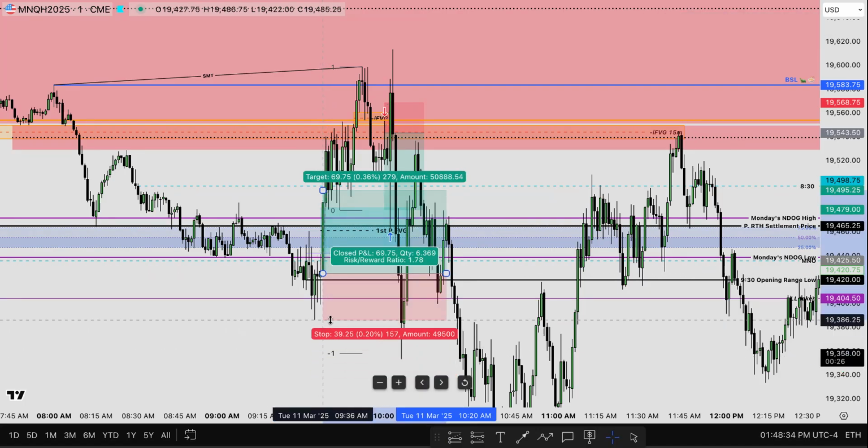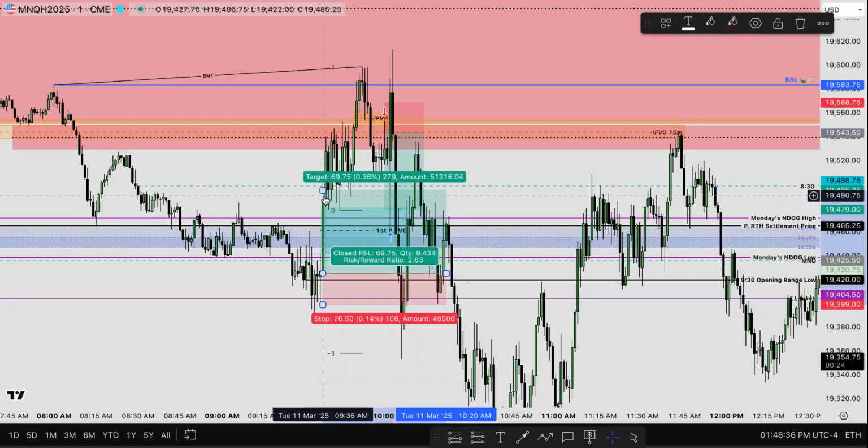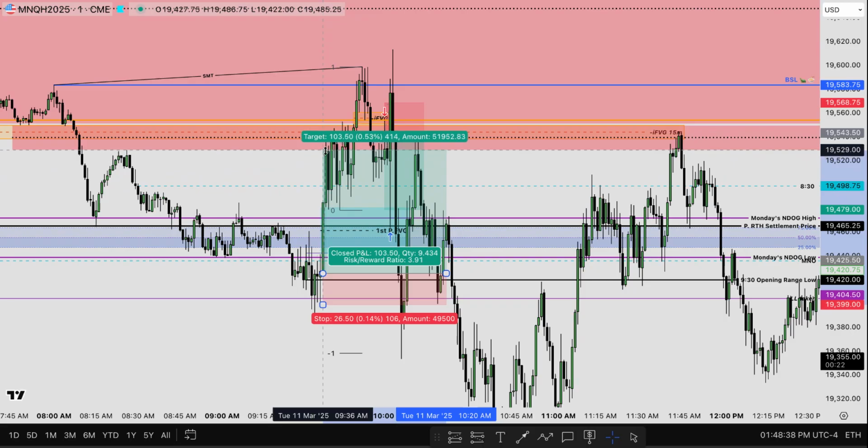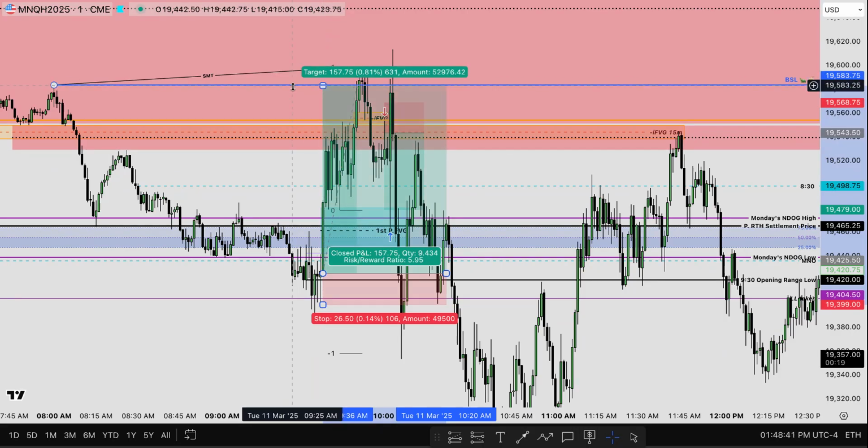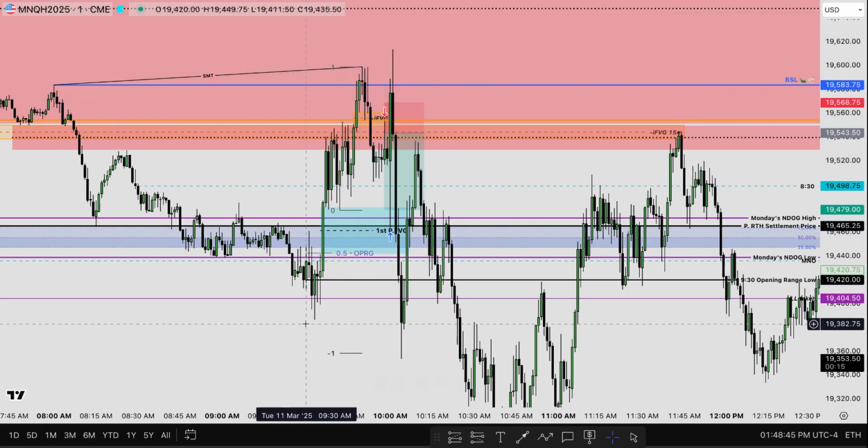Entry right there. Stop like right here. Boom, that's 100 points. Almost 200 points, just right there, right at the lows. But like I said, there was no SMT, and it was right at 9:34, so I just didn't do it. It just didn't make sense. But there was that opening range gap, which was a confluence basically.